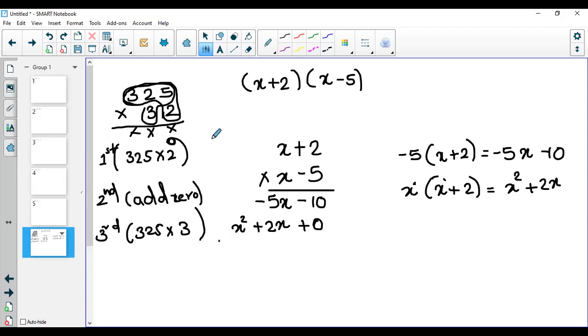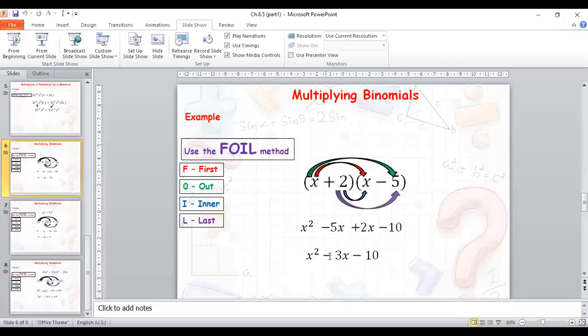So now what I'm going to do is just add them. Add or subtract according to what the sign is. Once we multiply, then we keep adding. Negative 10 plus 0 will give me a negative 10. And then negative 5x plus 2x will give me a negative 3x. And then x squared is x squared because we have nothing to add there. So if you see, basically the answer is the same as what we got using the FOIL method, right? Using the FOIL method also we got the same answer.